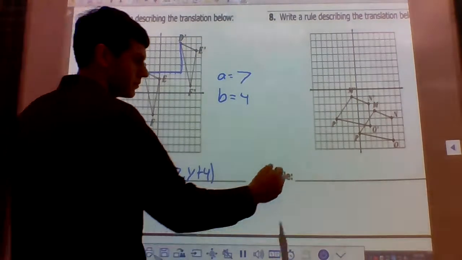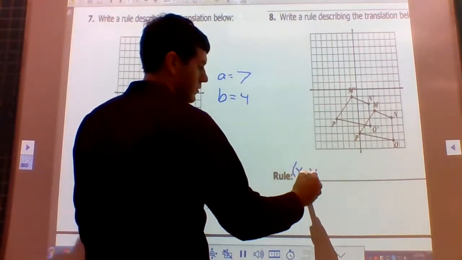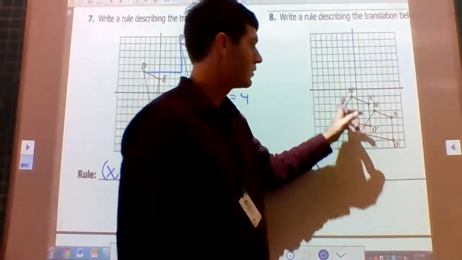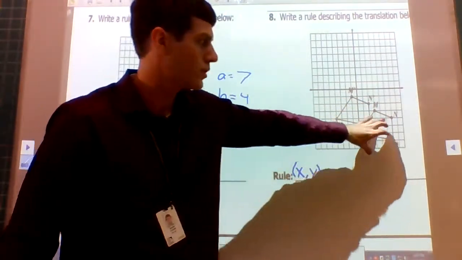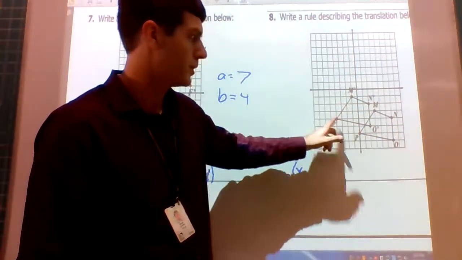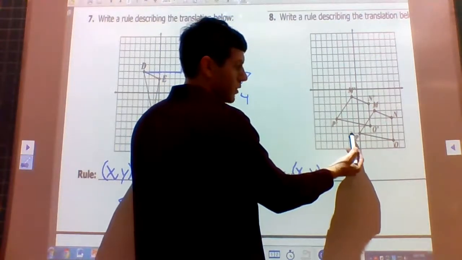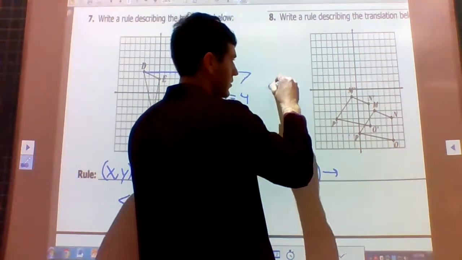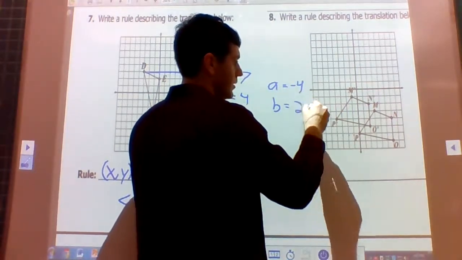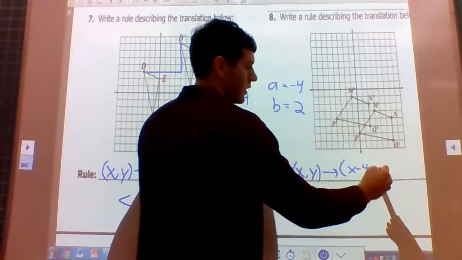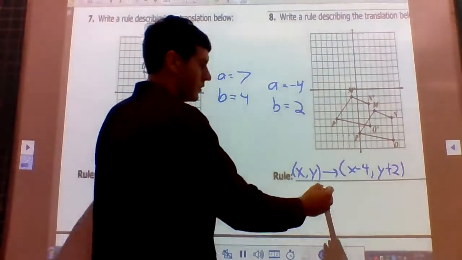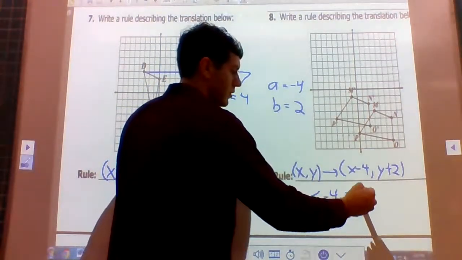The next one here. We're going from M, N, O, P to M prime, N prime, O prime, P prime. This one is the pre-image, and this one over here is the image. I'm just going to pick P and P prime. Our horizontal shift is 1, 2, 3, 4 to the left, and our vertical shift is 1, 2 up. So this is going to be x minus 4 because we're going left, and y plus 2 because we're going up 2. If we want to write it as a vector, it's going to be <-4, 2>.